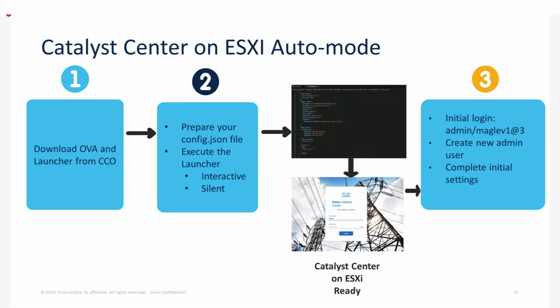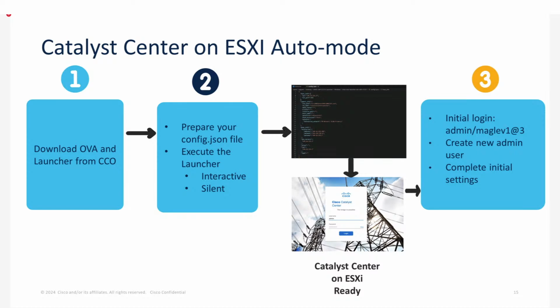And to execute the launcher, we have two options as well. One is the interactive mode, where you will be required to do step-by-step entries of all the settings that are embedded in the script. But if you decide to do the silent mode, then it will just take the config JSON file from you, and it will deploy the Catalyst Center on your ESXi based on the information that you have added in that file.